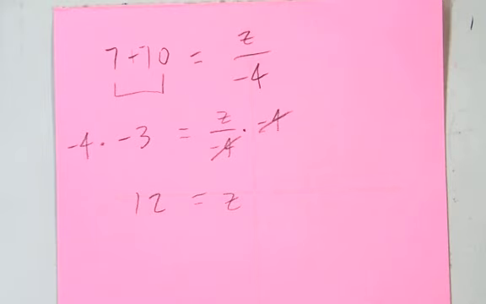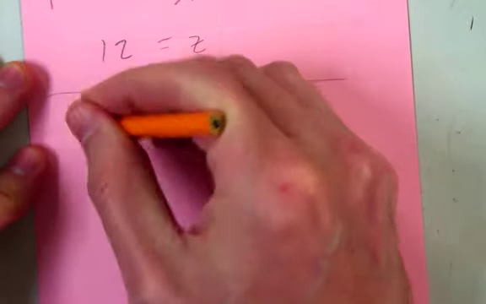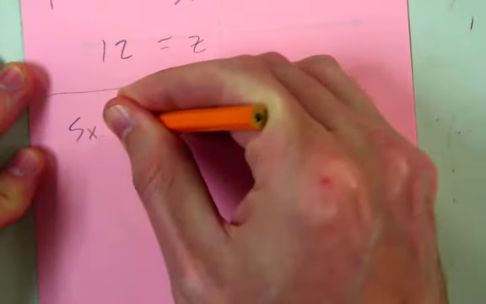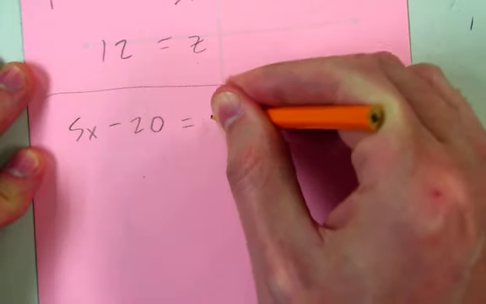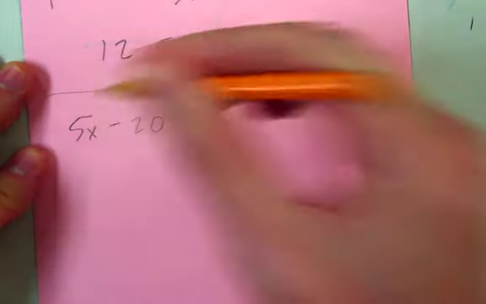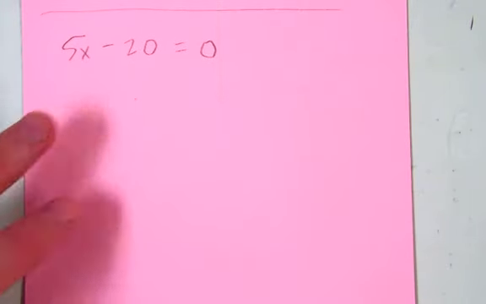So we haven't had to move things from one side to the other yet. Let's look at some where we do now. Okay, and we'll start simple and we'll get more complicated as we go. So let's just say we have 5x minus 20 equals 0 as our equation that we're going to solve next.